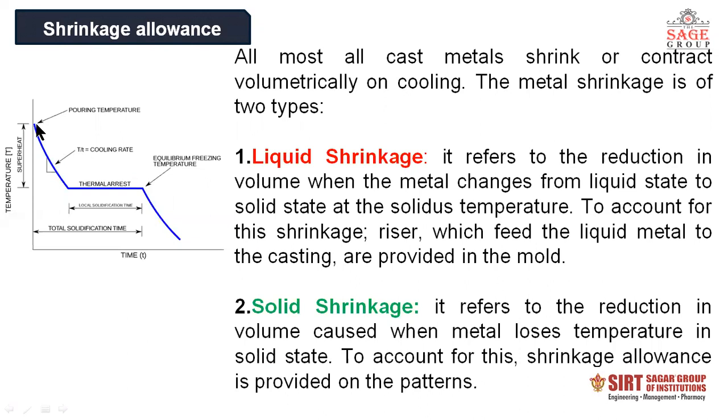You can see the graph. When we pour the metal, after some time it solidifies and changes from liquid state to solid state. So there is a shrinkage, and that shrinkage is compensated by the riser provided in the casting mold. But when the metal solidifies and loses temperature from its freezing temperature, then it also contracts, and that contraction or shrinkage is compensated by the shrinkage allowance.